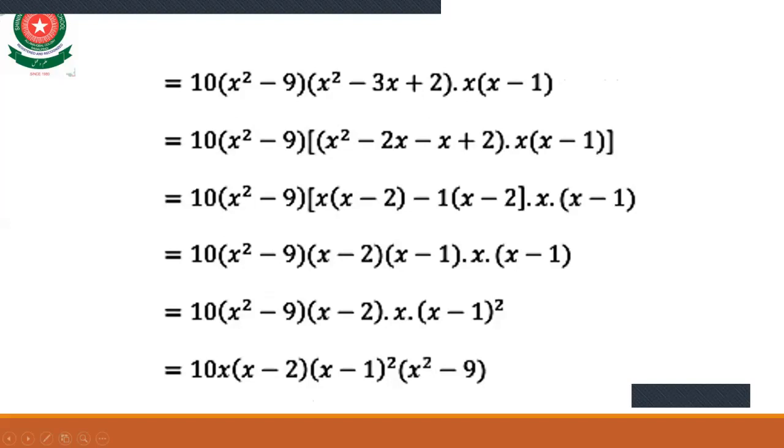You can write it as, you may break down minus 3x as minus 2x minus x plus 2. All the remaining values will be left the same as it is. Then you can see that here x is common, remaining will be x minus 2, minus 1 is common, remaining will be x minus 2, and x minus 2 is common factor, remaining will be x minus 1.